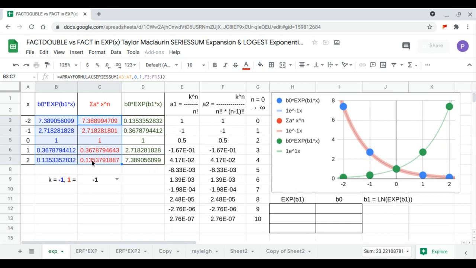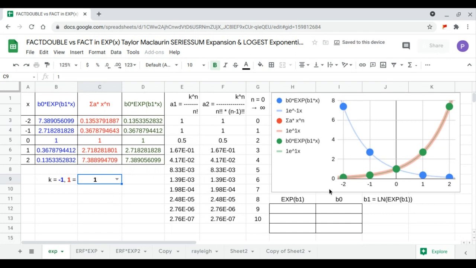That is, if k equals -1, meaning decay, the expansion approximates the decay. If k equals 1, the red is on the green, so the expansion approximates the growth.